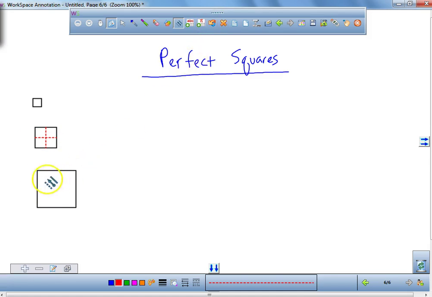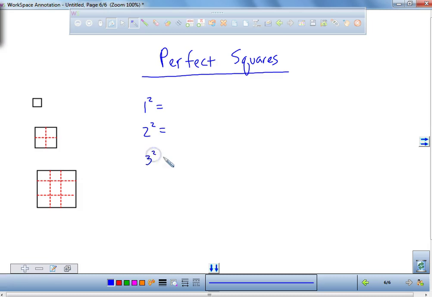Trying to draw something here to the best of my ability. Maybe it'll work out, maybe it won't, but either way, hopefully you'll get the concept. It's not going to be perfect, but hopefully enough for you to understand what we're doing. Alright. So, these are the perfect squares that you must know the answer to without the use of a graphing calculator.